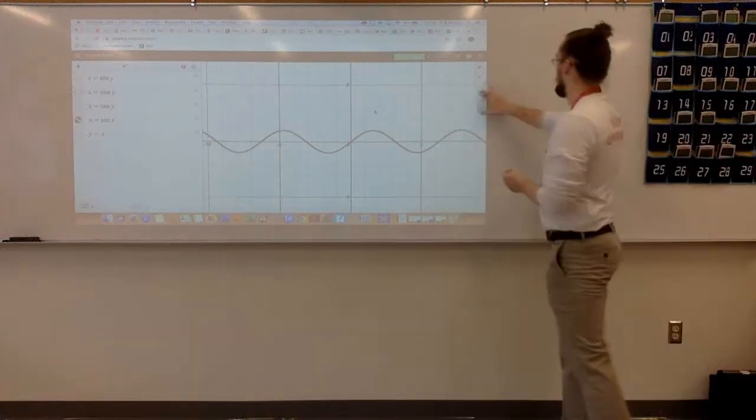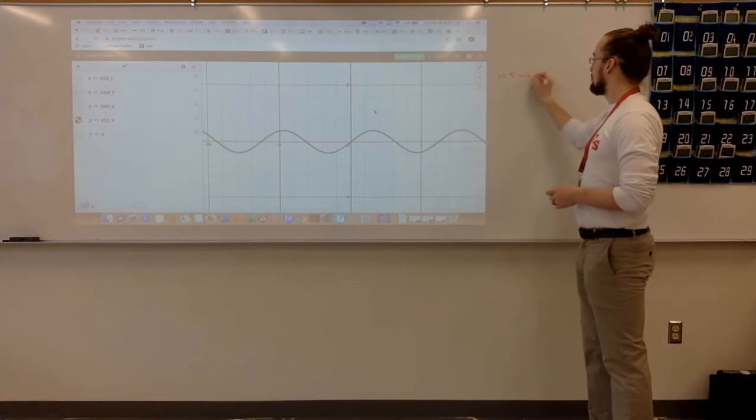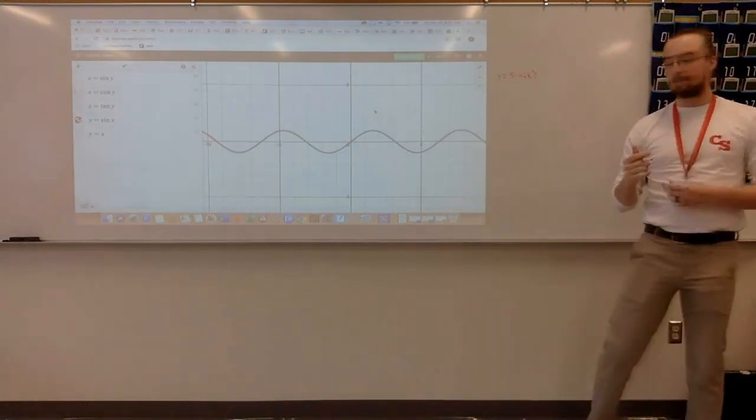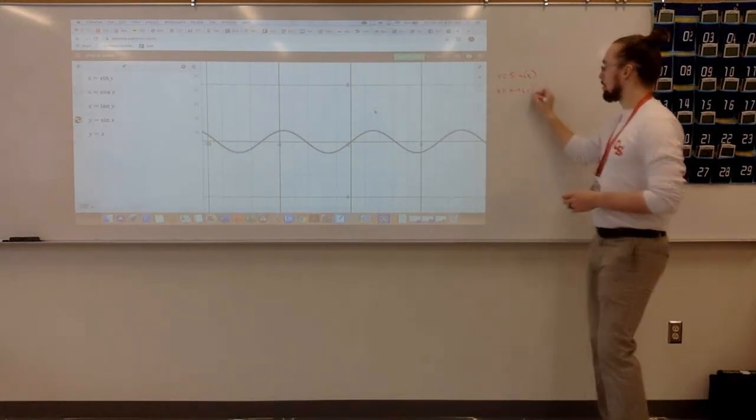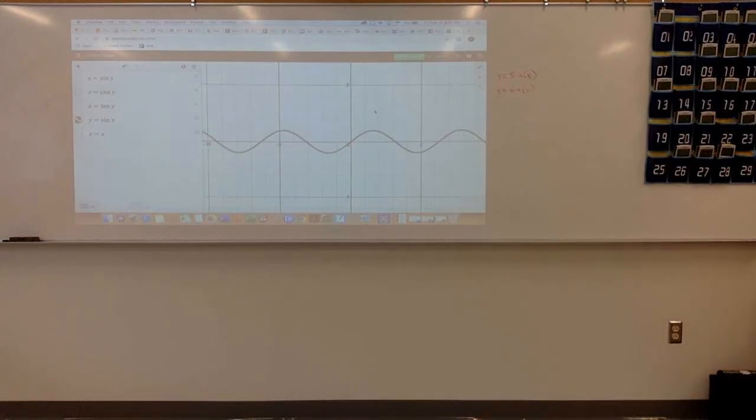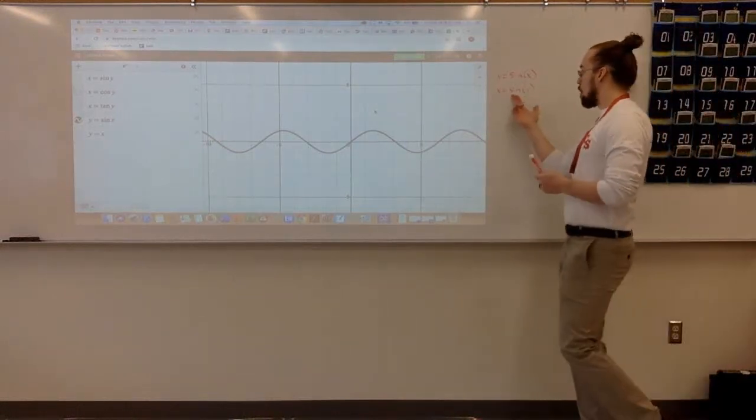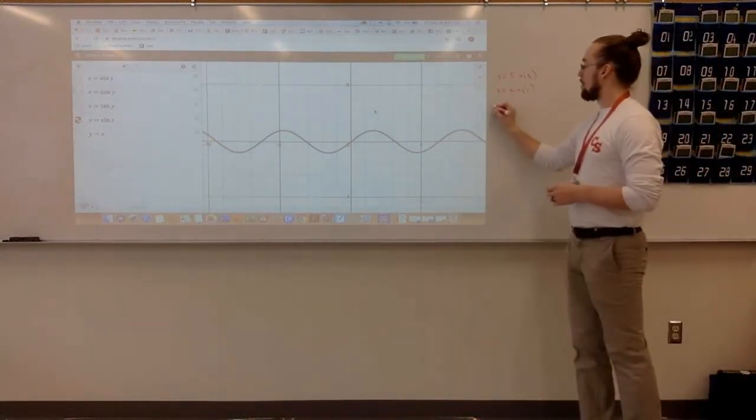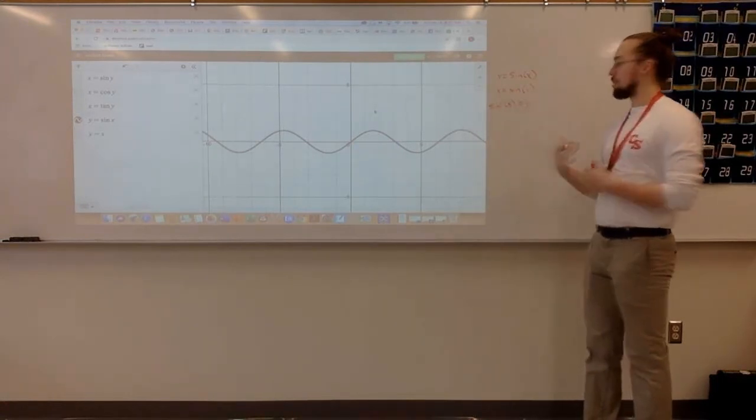So y equals sine of x, and I flip the x and the y. I take x equals sine of y. Well, if I want to solve this new equation for y, we need to undo, so I would end up with y equals the inverse sine of x.